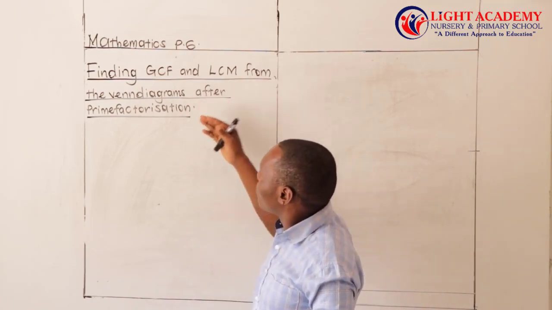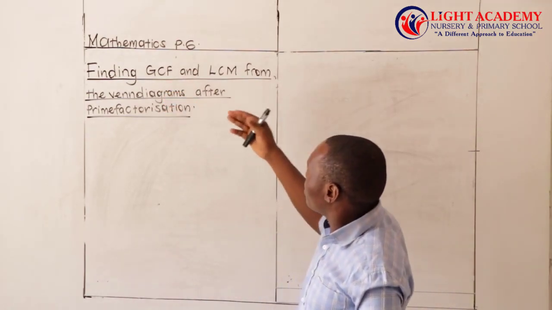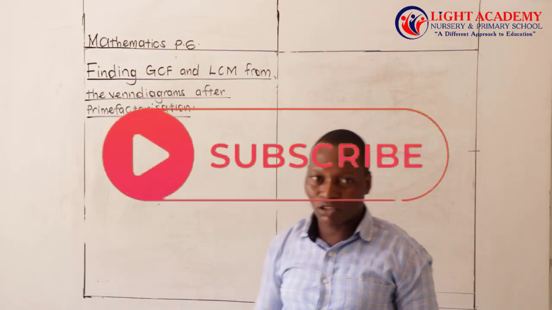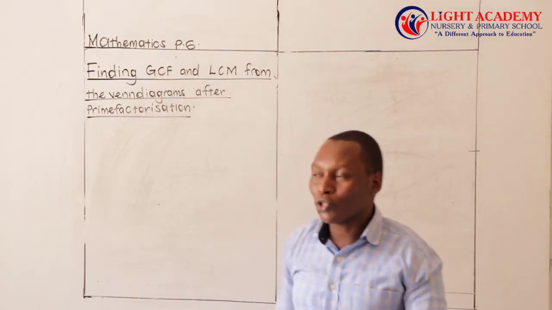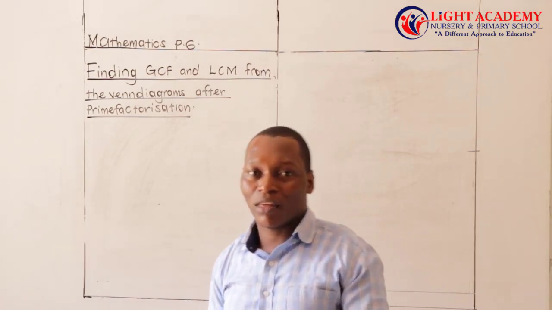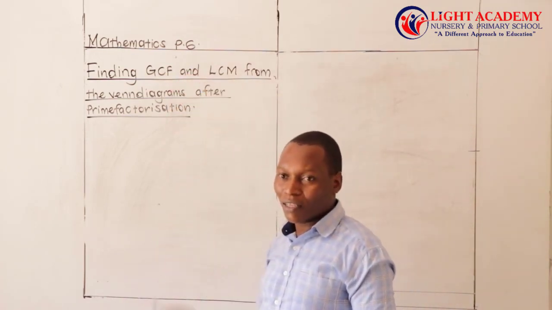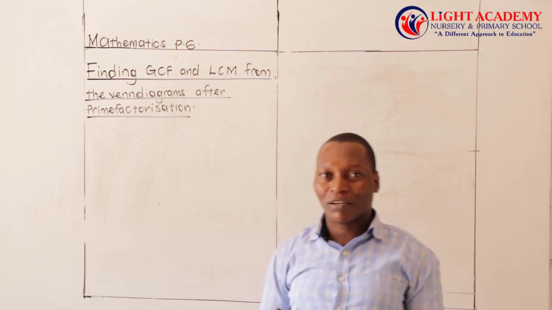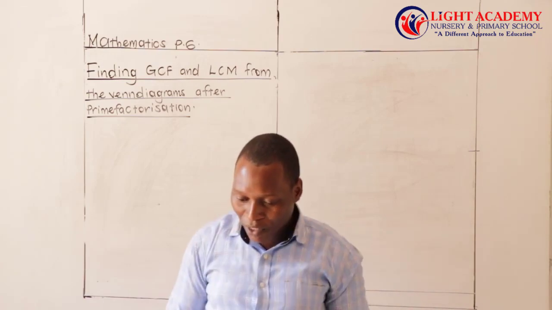So we're going to use the same idea in the lesson of today. Today I'm looking at finding the G.C.F and L.C.M from the Venn diagrams after prime factorization. After prime factorization at a P.6 level, we can show the prime factors on the Venn diagram. Then from those prime factors, we can find the greatest common factor or the G.C.F, or we can also use them to find the L.C.M.